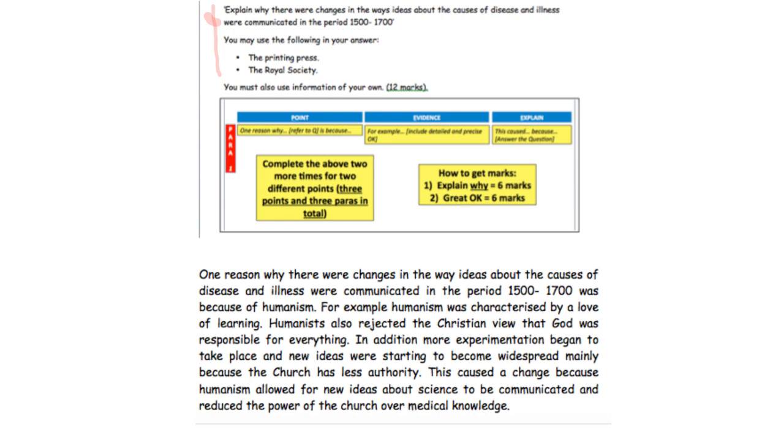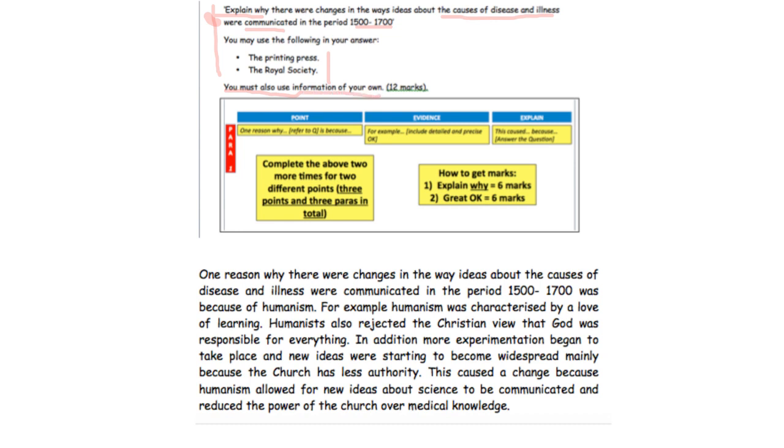And today's exam question: explain why there were changes in the ways the causes of disease and illness were communicated in the period 1500 to 1700. You may use the following in your answer: the printing press, the Royal Society, but you must also include information of your own. It's 12 marks.